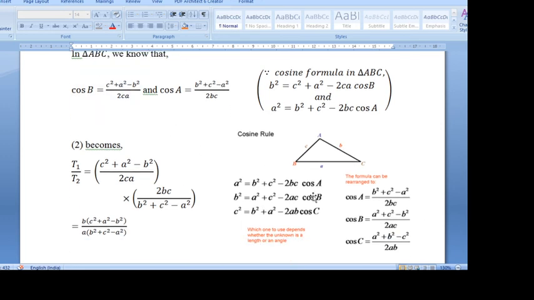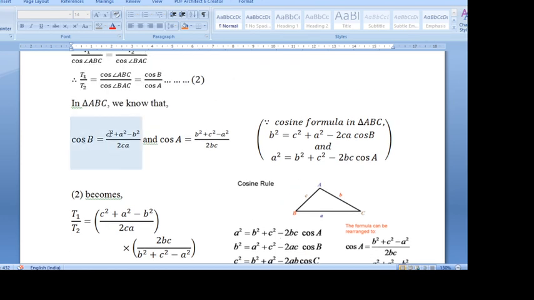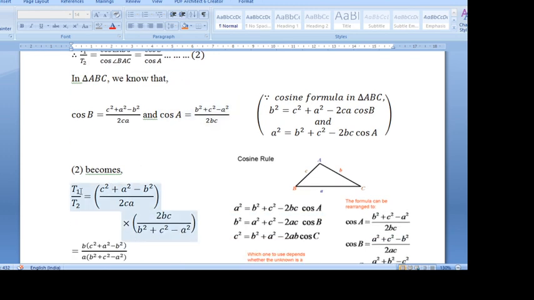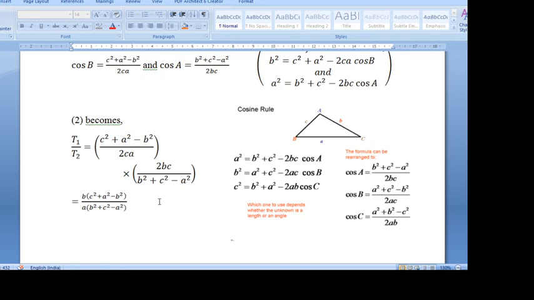Therefore, we take cos B equal to c square plus a square minus b square divided by 2ca, and cos A equal to b square plus c square minus a square divided by 2bc. These two come from the cosine formula for the triangle ABC. Substituting the values of cos B and cos A in equation number 2, we get T1 by T2 is equal to c square plus a square minus b square divided by 2ca, into 2bc divided by b square plus c square minus a square.